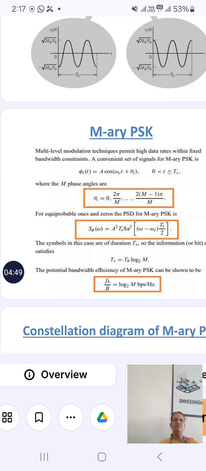The potential bandwidth efficiency of MRA PSK can be shown to be the bandwidth efficiency equal to fb by B, that is log to the base 2 of M bits per second per hertz.